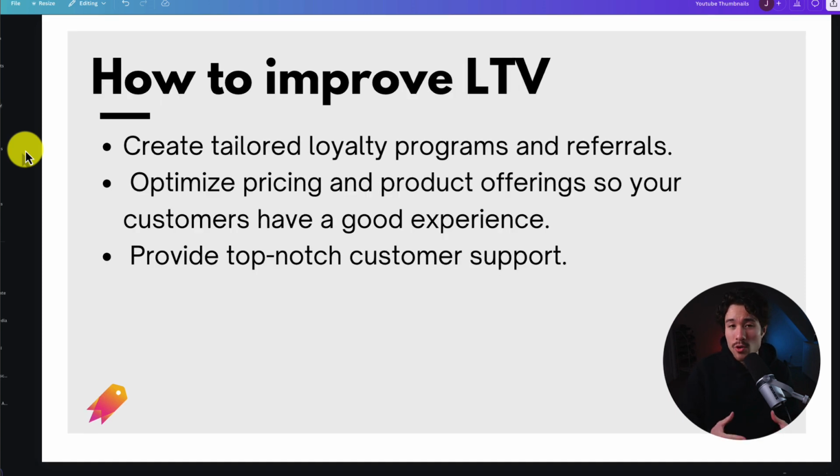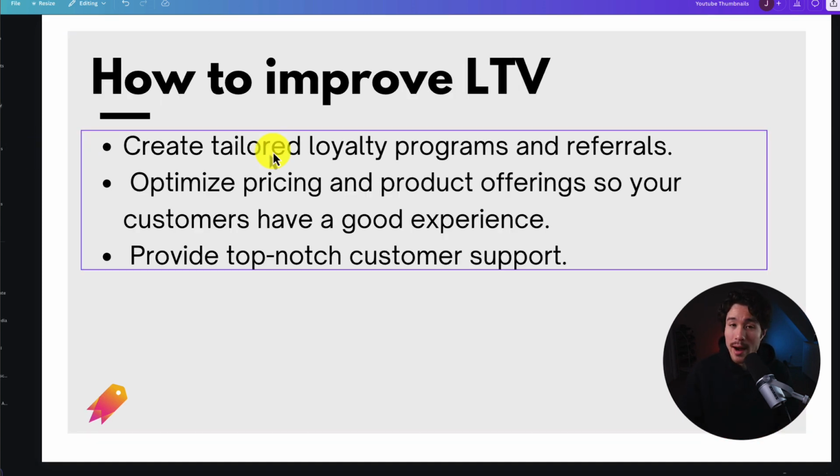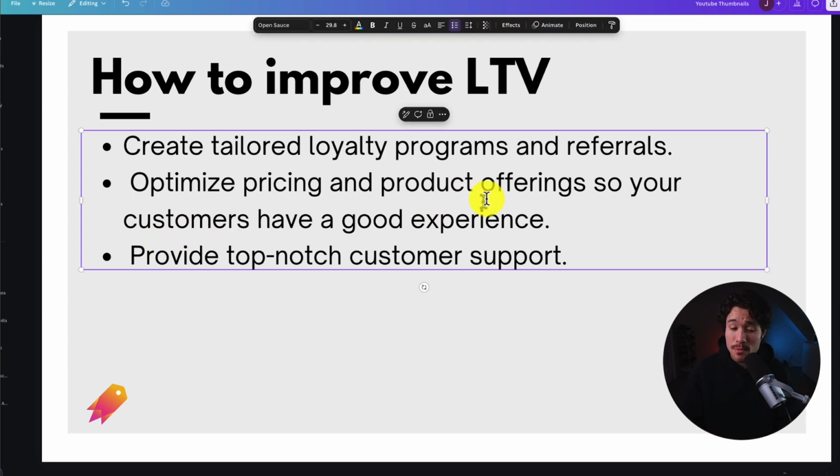In terms of ways to improve your lifetime value, there's strategies such as creating tailored loyalty programs and referrals. So the Shopify App Store has quite a few apps that make it easy to do this. One of the best ways is to optimize the pricing and product offerings. And it basically means create a really good experience. You don't want to focus on just selling the customer right away. You want to make sure that the shipping is good, the product packaging is good, and most importantly, that the product does what it says it's going to do.